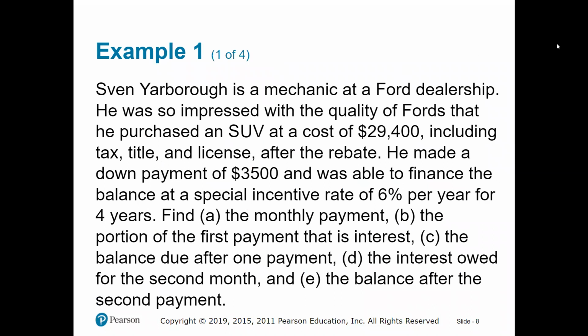All right, let's look at this situation. Sven is a mechanic at a Ford dealership. He was so impressed with the quality of Fords that he purchased an SUV at a cost of $29,400, including tax, title, and license after the rebate. He made a down payment of $3,500 and was able to finance the balance at a special incentive rate of 6% per year for 4 years.